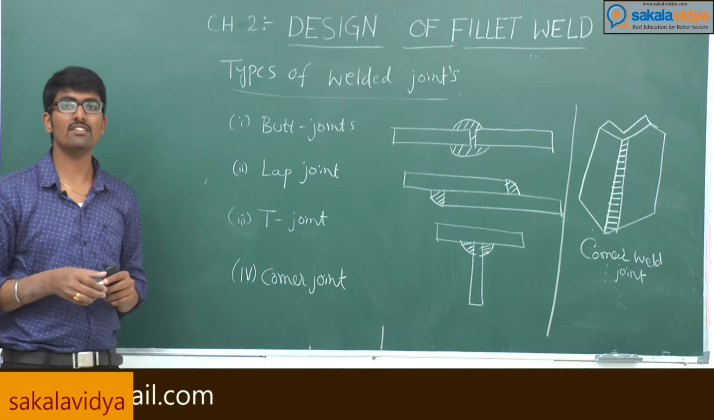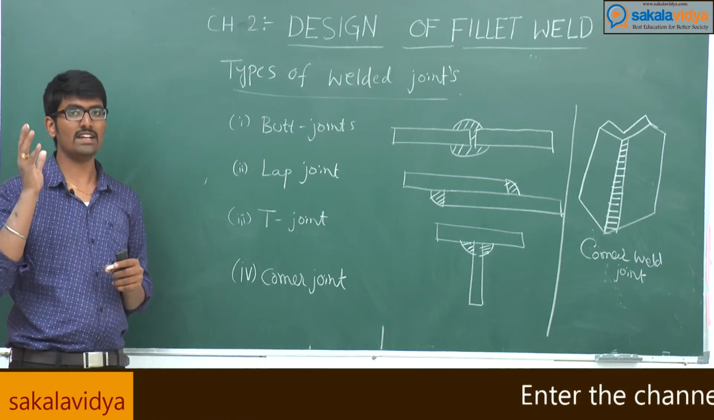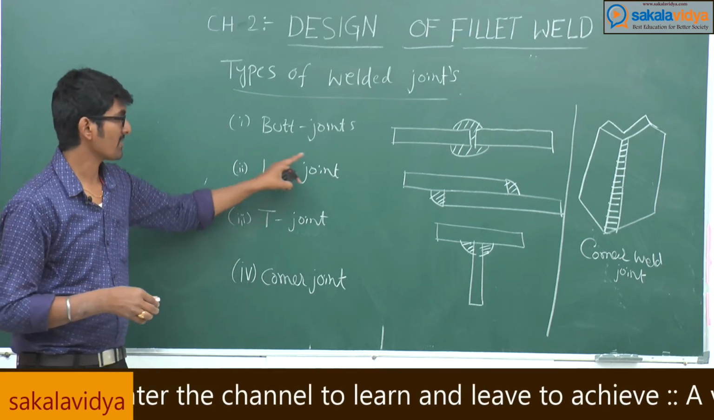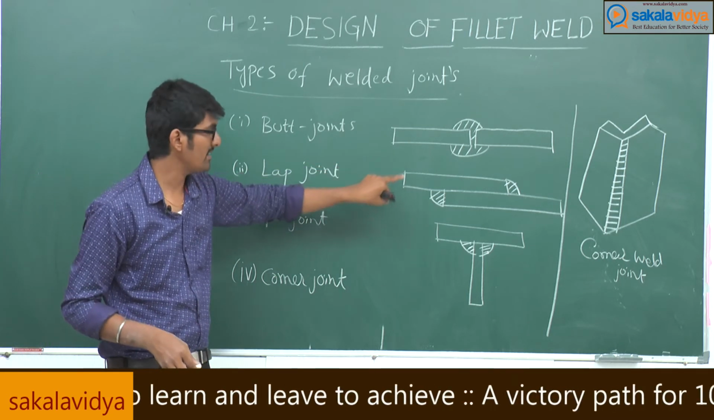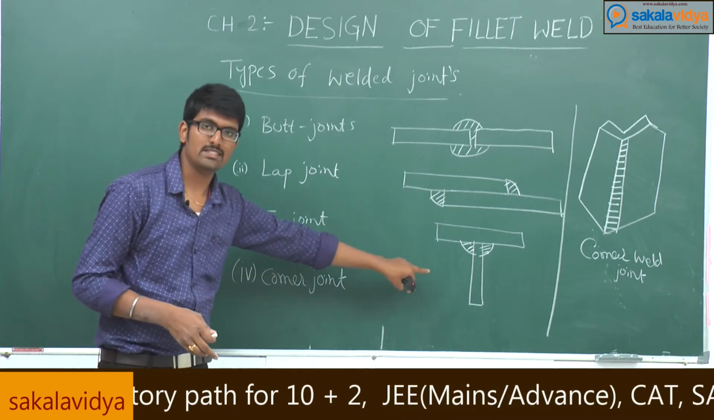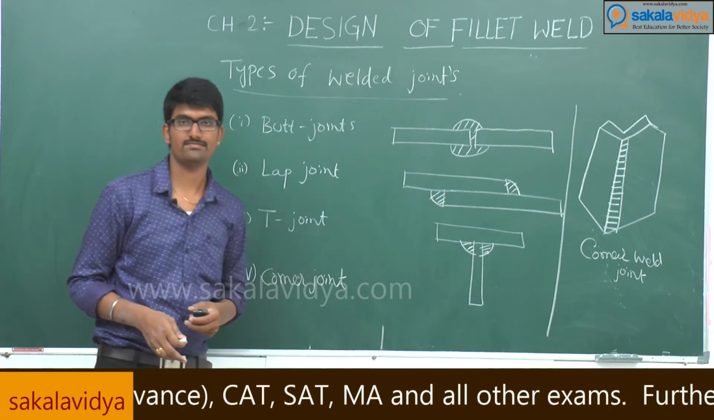Previously we saw different types of welded connections. This is the classification based upon the welded joints: butt joint, which is connected on the same plane; lap joint, which is overlapped on each other; T joint, which is placed in the form of a T; and corner welded joints.